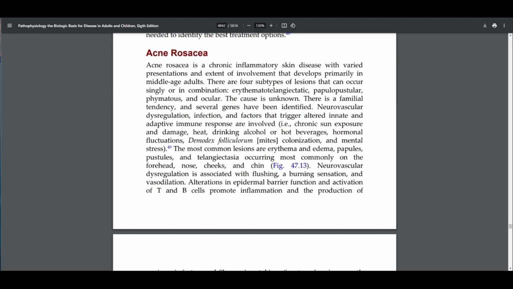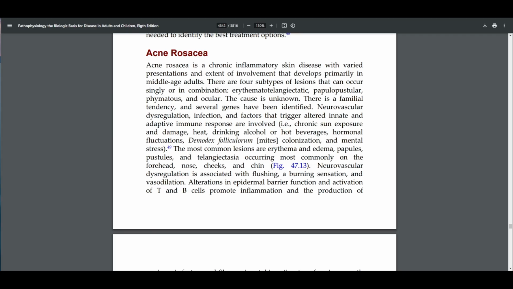There is a familial tendency, and several genes have been identified. Neurovascular dysregulation, infection, and factors that trigger altered innate and adaptive immune response are involved. The most common lesions are erythema and edema, papules, pustules, telangiectasia, occurring most commonly on the forehead, nose, cheeks, and chin. Neurovascular dysregulation is associated with flushing, a burning sensation, and vasodilation.